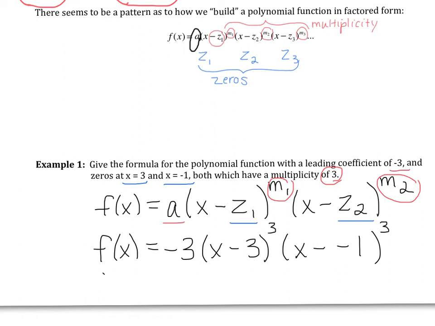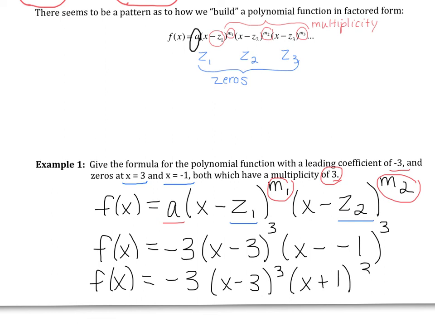And now, of course, I'm not going to leave it like this because this is sloppy. I'm going to write it as -3 times x minus 3 cubed, x plus 1 cubed. And there we go. That's a complete formula. We've got our leading coefficient, we've got our zeros filled in, and each of those zeros has its own multiplicity. Okay, next page.